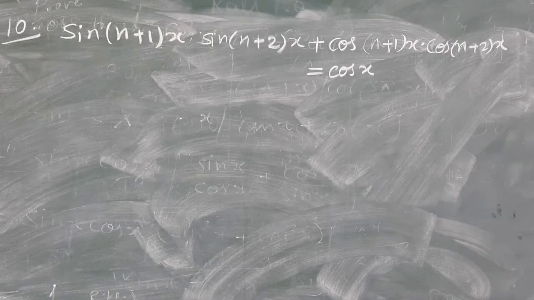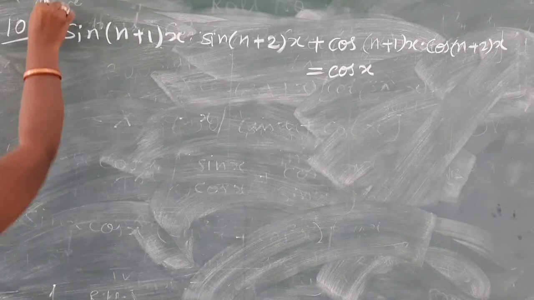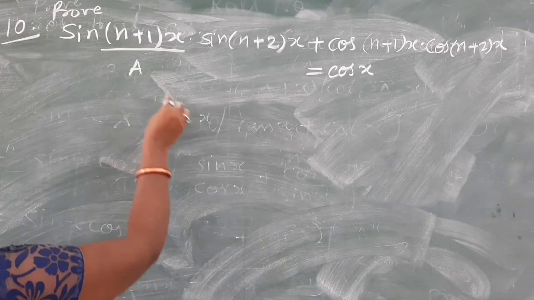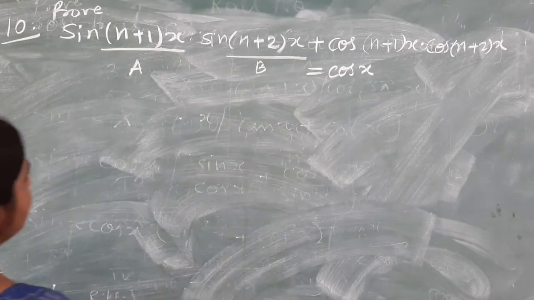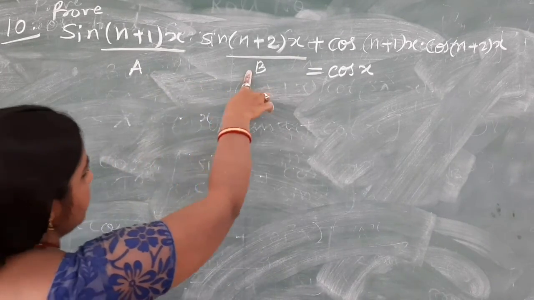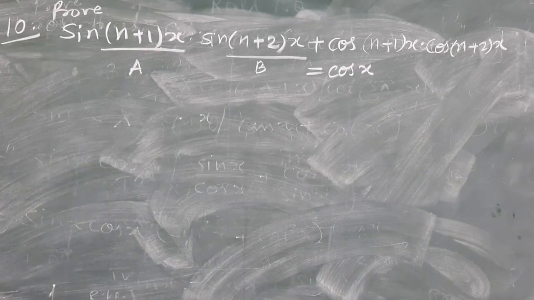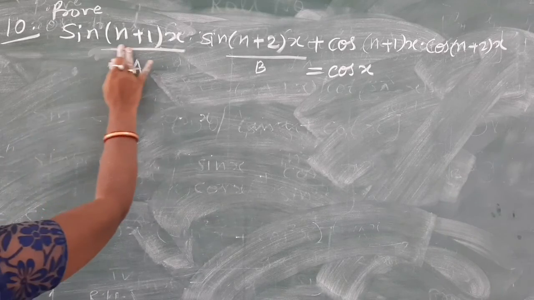This is question number 10. Here also we have to prove sin((n plus 1)x) into sin((n plus 2)x) plus cos((n plus 1)x) into cos((n plus 2)x) is equal to cos x. We have to prove. So I am going to start with the left hand side. Here also we can take this as angle A, this as angle B. So sin A into sin B plus cos A into cos B. So this is the formula of cos(A minus B). So I am going to apply.